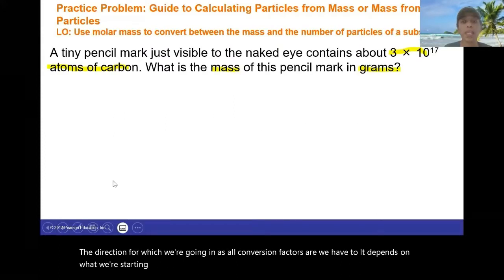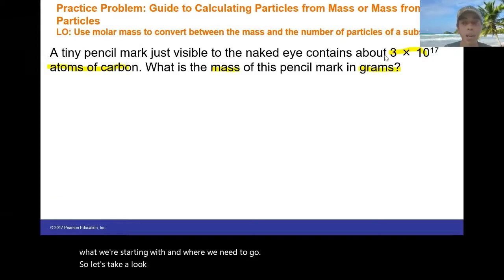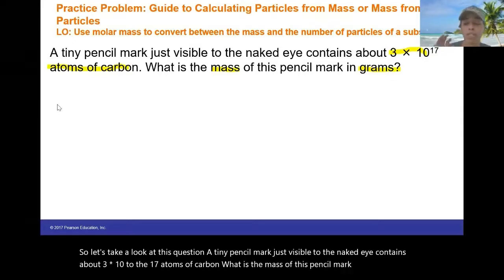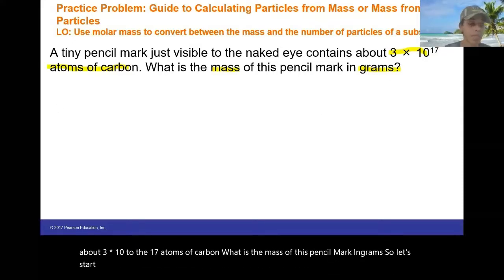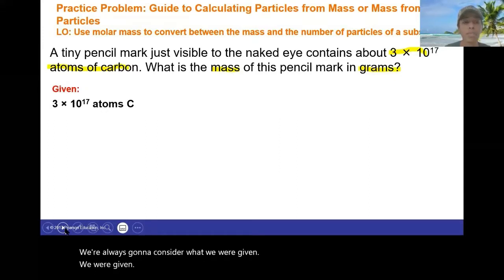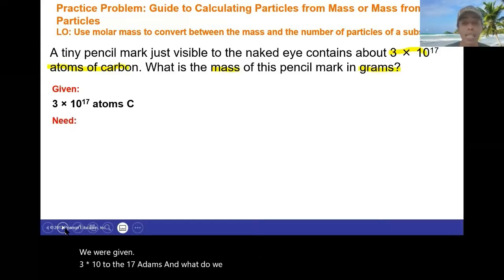So let's take a look at this question. A tiny pencil mark just visible to the naked eye contains about 3 × 10⁻17 atoms of carbon. What is the mass of this pencil mark in grams? So let's start off solving these problems in a systematic way. We're always going to consider what we were given. We were given 3 × 10⁻17 atoms. And what do we need? We need the mass in grams.